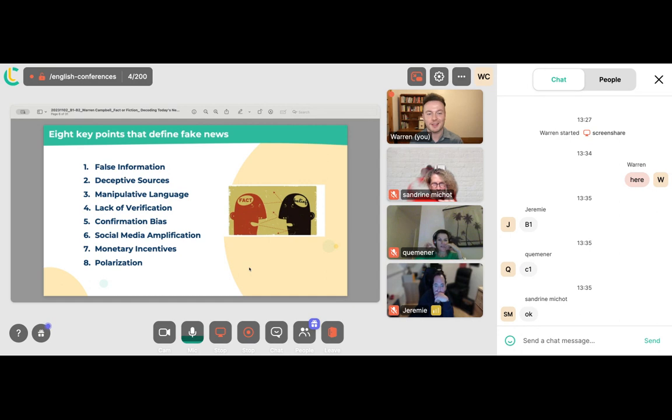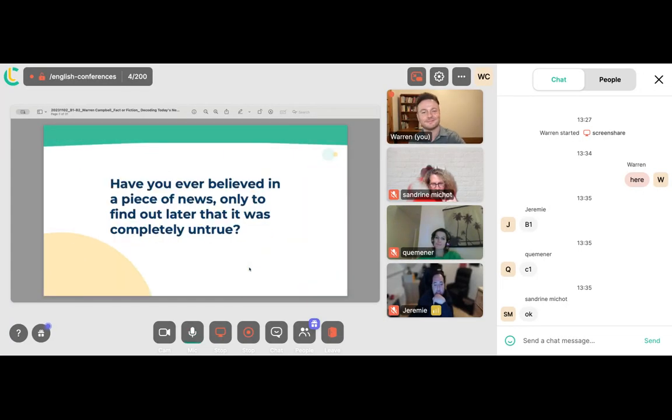Okay, I'm sure we've all come across fake news in our time. I think every newspaper is probably guilty of it at some point, whether it's disinformation or simply misinformation. So, show of hands, have you ever believed in a piece of news only to find out later that it was completely untrue? I can definitely confirm this. What about you guys? Perhaps, not sure. Yeah, maybe.